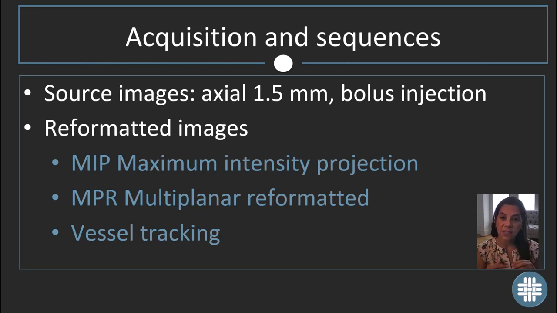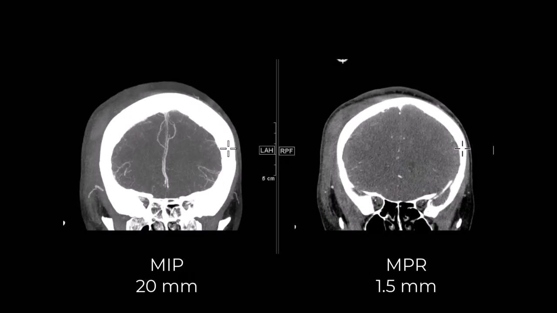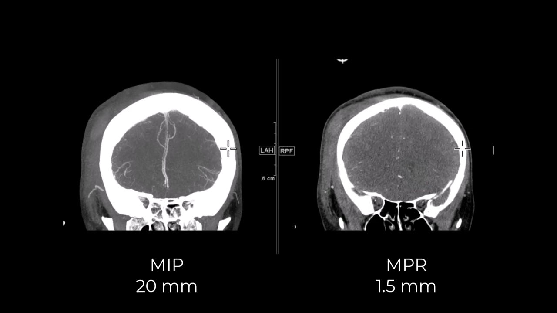And we also have vessel tracking images, in which we track the contrast from the aortic arch to the intracranial portion of the vessels to have an elongated appearance of the vessels that are otherwise seen in multiple reformatted images. For those images, we also optimize the thickness of acquisition, and it's going to be different for the brain and for the neck. Let's see those examples. On the left side, we have the MIPs, whereas on the right side, we have the multiplanar reformatted images.